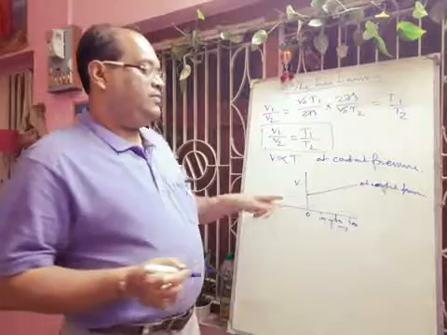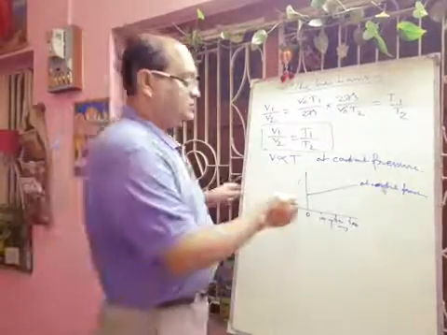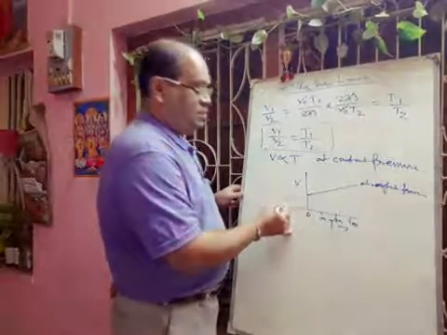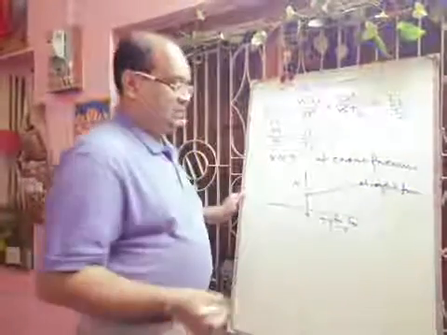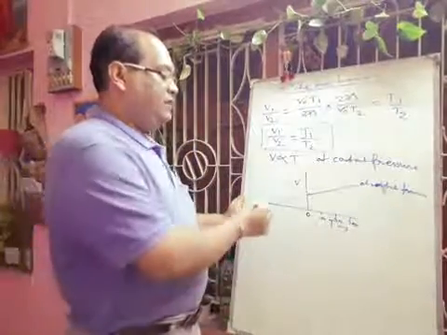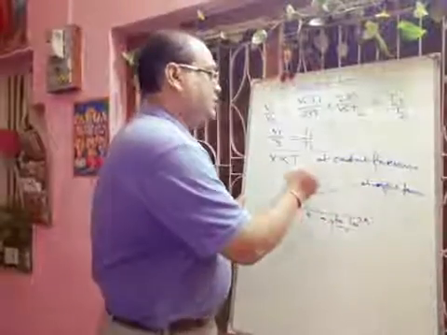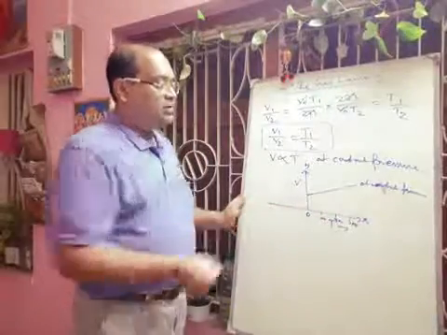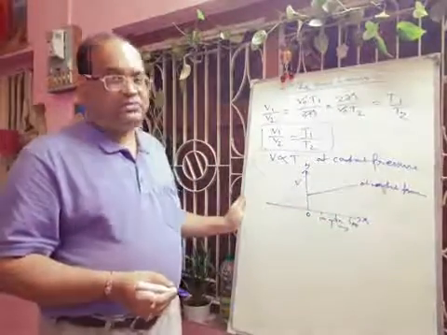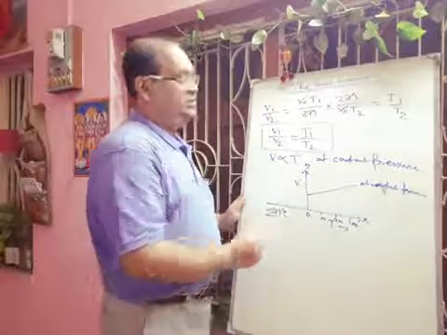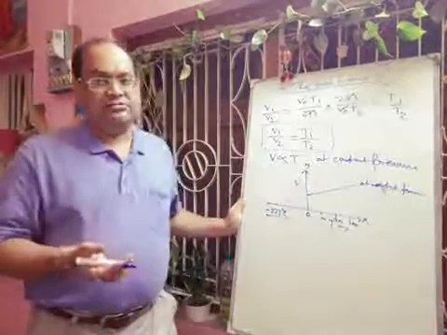Now, if we extrapolate this line, it will touch this axis. Definitely, here the volume of the gas will be 0. This is the x-axis, this is the y-axis. And this is nothing but minus 273 degrees centigrade, where the volume of the gas will be 0.